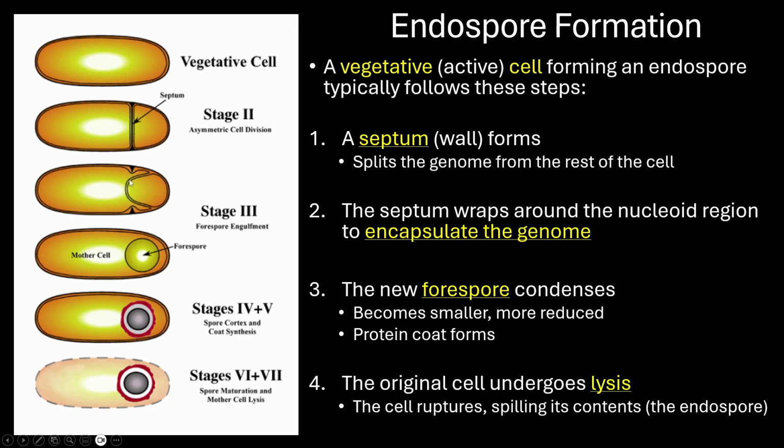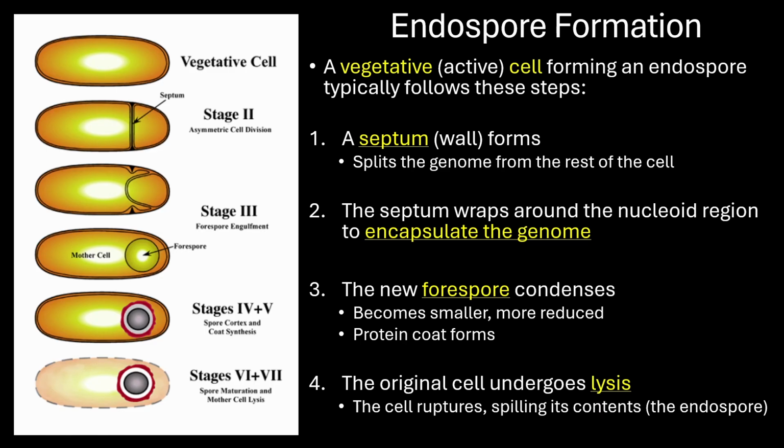Once that nucleoid genome has been sequestered like this, it will begin to form a little capsule in here. That septum is gonna wrap itself around that nucleoid region. Then eventually it's gonna fully separate from the rest of the cell. You get this thing that we call a forespore, right? It's like a not fully formed endospore at this point.